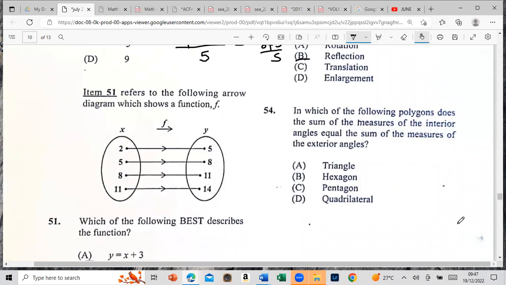In which of the following polygons does the sum of the measures of the interior angles equal the sum of the measures of the exterior angles? Is it a triangle, a hexagon, a pentagon, or a quadrilateral?